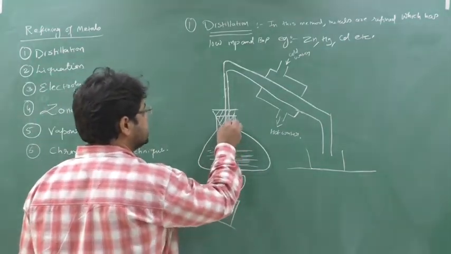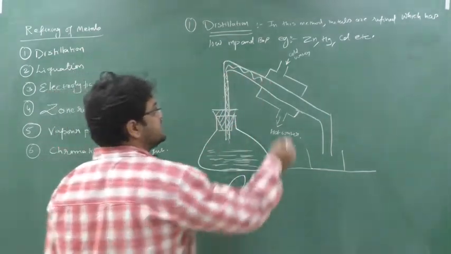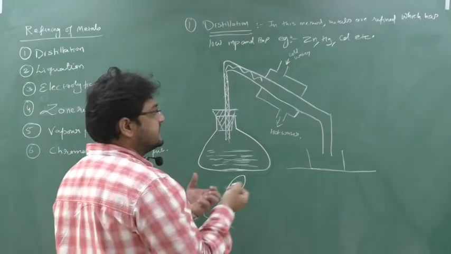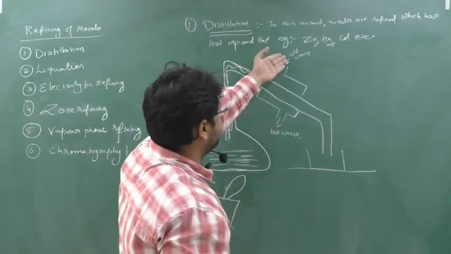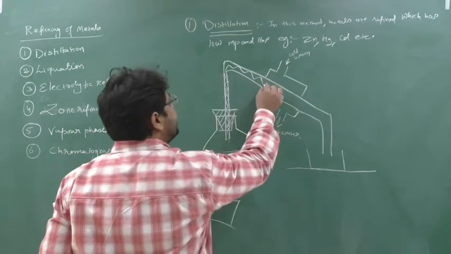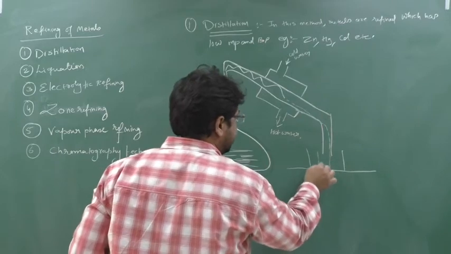So these vapors will travel from here. As the vapors come here, there is cold water, so they will get condensed. All the heat of this metal will be given to this water, that's why it goes from cold water to hot water. Here the vapors will get condensed, and when vapors get condensed, they will form the liquid metal.